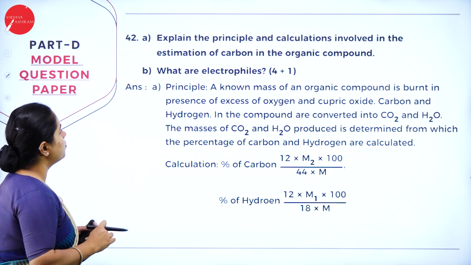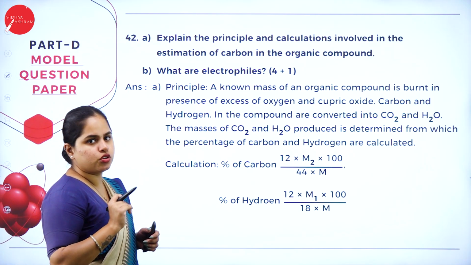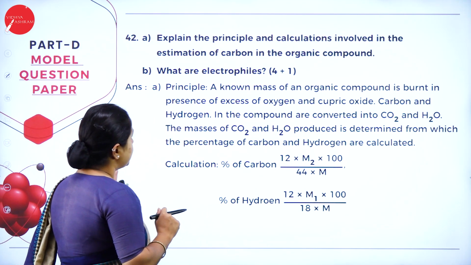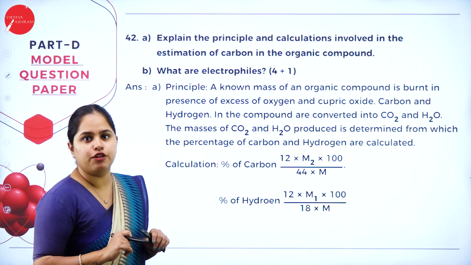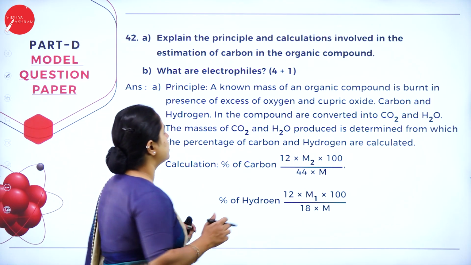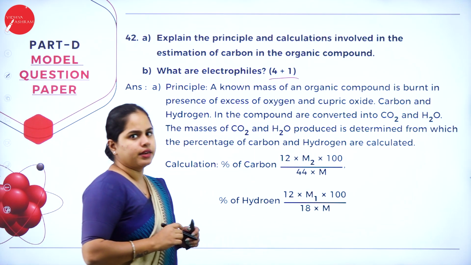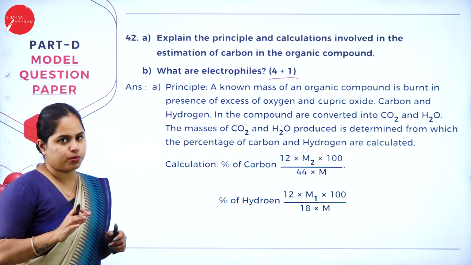Moving on to the next question, 42. Again, for this also you have two parts. Okay, so here the marks distribution is different. There it was 3 plus 2. Here it is 4 plus 1. Right. So you have to check the mark distribution as well.